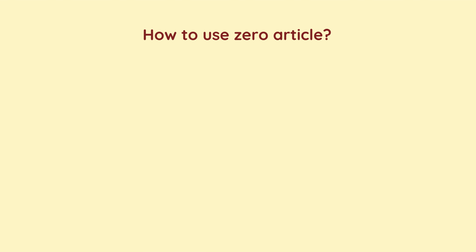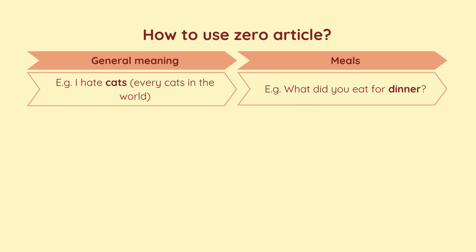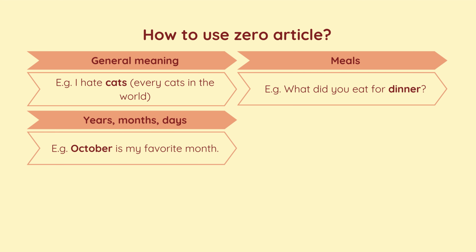How to use zero article. First, when referring to a general meaning. For example, I hate cats, which is cats in general. Second, when referring to meals. For example, what did you eat for dinner? Third, when referring to years, months, or days. For example, October is my favorite month.